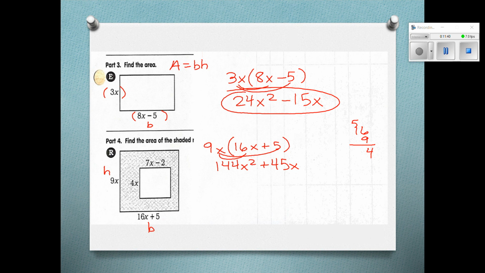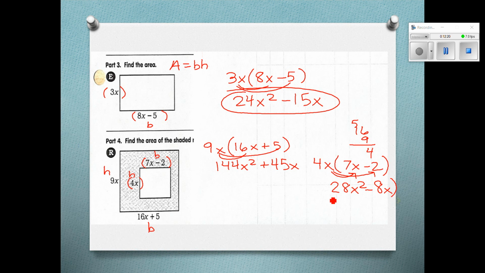Now we have to figure out the area of the smaller rectangle. So we have the base of 7x minus 2 and a height of 4x. So I'm going to put my monomial on the outside. I'm going to do it right here. So we have 4x, if that's going to show up on my smartboard, 4x times 7x minus 2. Now we're going to multiply those together. So we have 4x times 7x, which would be 28x squared. And we have 4x times minus 2, which would be negative 8x.